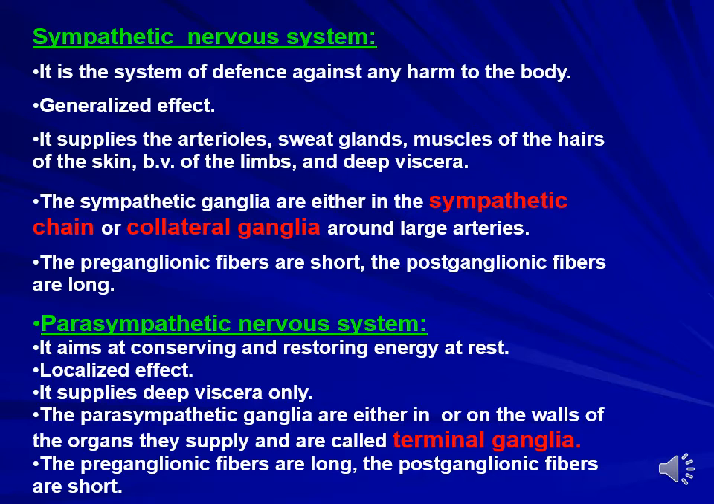The parasympathetic nervous system, in contrast to the sympathetic nervous system, aims at conserving and restoring energy at rest. So its effect is usually localized. It supplies only deep viscera, and the ganglia related to the parasympathetic nervous system are either in or on the wall of the organ, and they are called terminal ganglia. And according to this fact, we can say that the preganglionic fibers are so long and the postganglionic fibers are short.